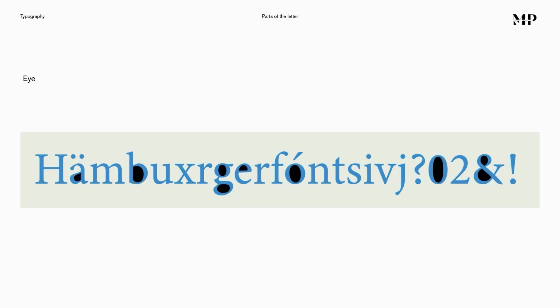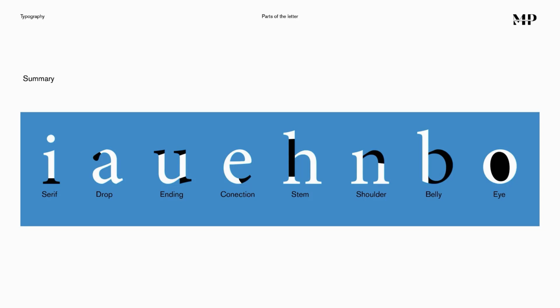And finally, we have the eye. When we talk about the eye of a letter, we are referring to the counterform that is created inside an already closed geometry.